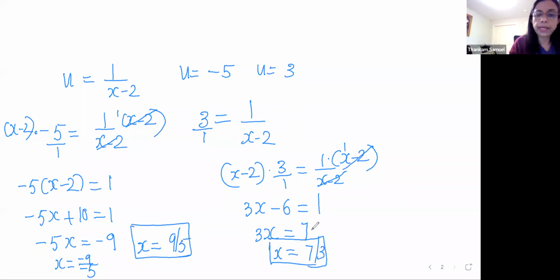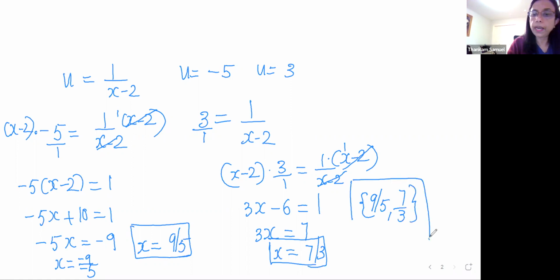So our final solution set, we can write using set notation. We can write the final solution set as 9/5 and 7/3. So this is the final answer.